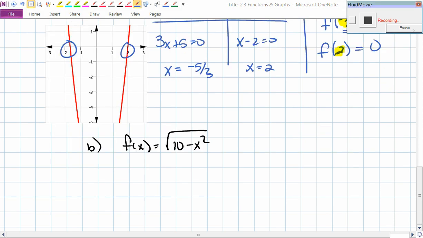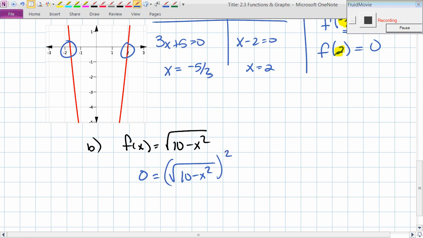Okay, so to get back on track here, what did you guys come up with for f of x equals the square root of 10 minus x squared? What are the zeros here? Okay, so how do you do it? What do you do first? Anybody? I just plugged it in a graph. 0 equals the square root of 10 minus x squared. Then what am I going to do?